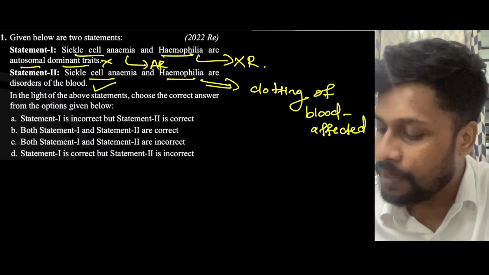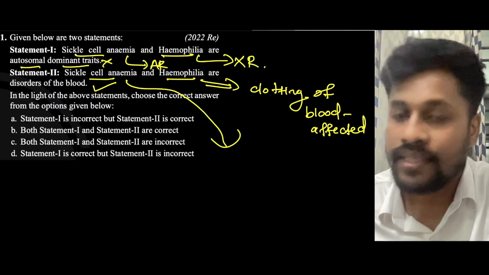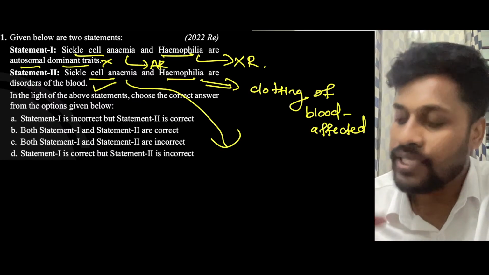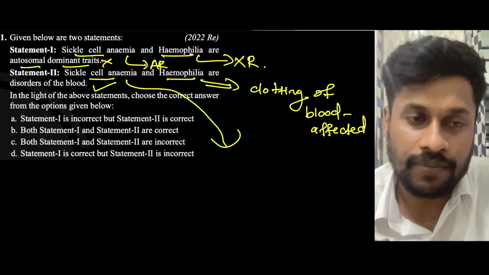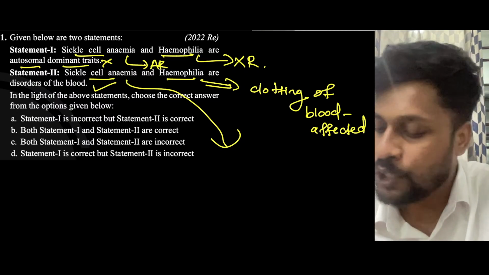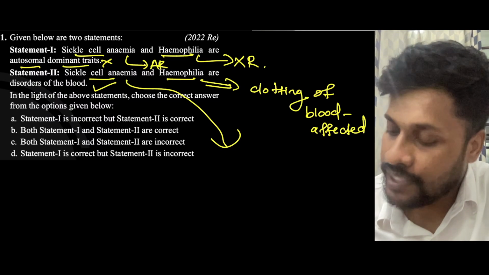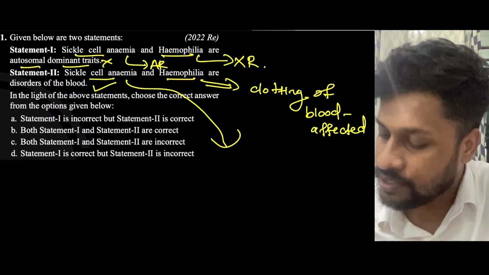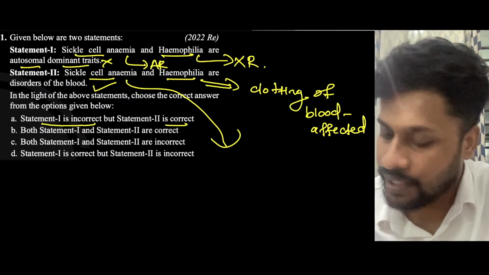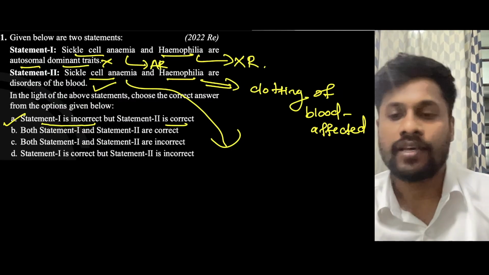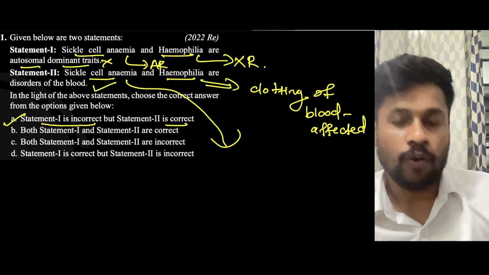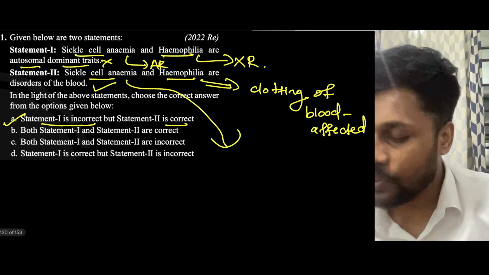What about sickle cell anemia? In sickle cell anemia, the RBC changes, right? Their shape changes into a sickle-like structure, and because of that, there will be many problems. Sickle cell anemia is also related to blood. Hence, the second statement is true. So, what will be the answer? Statement 1 is incorrect, but statement 2 is correct. Option A will be the answer, right? Very good, guys. Now, let's take the next question, 62.